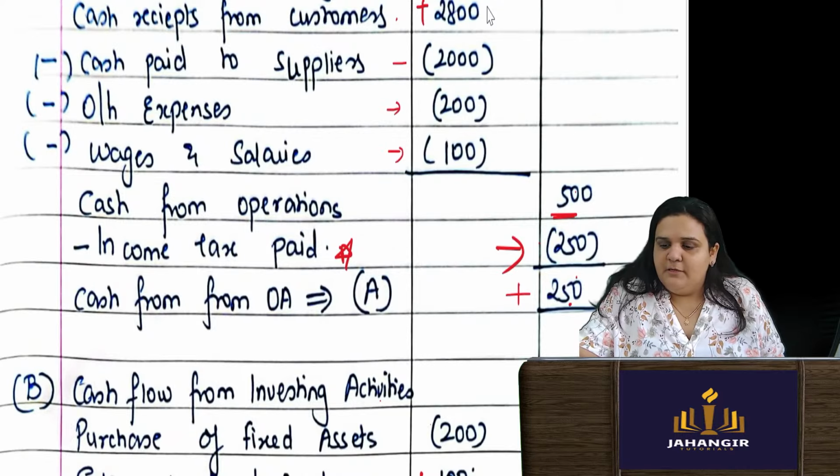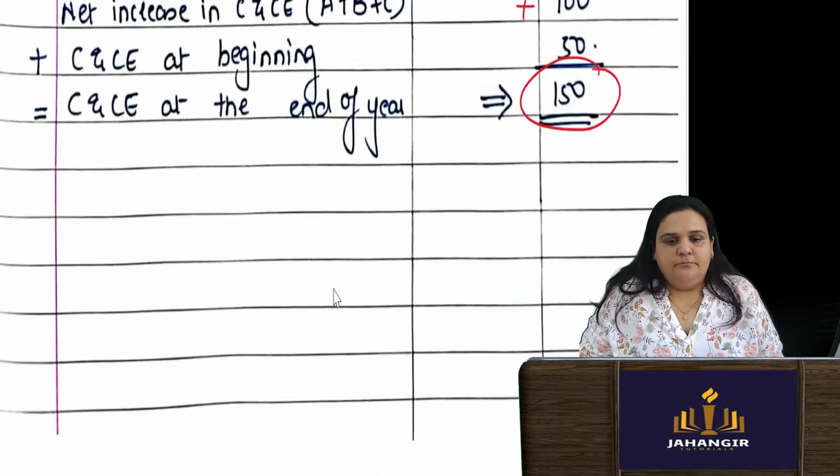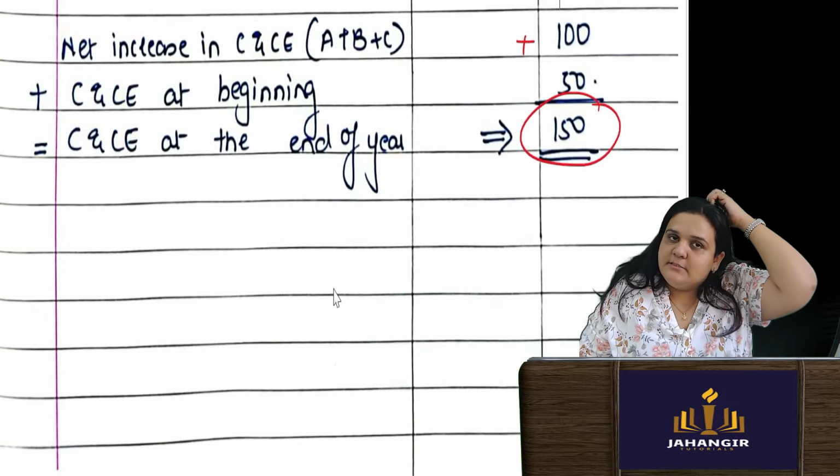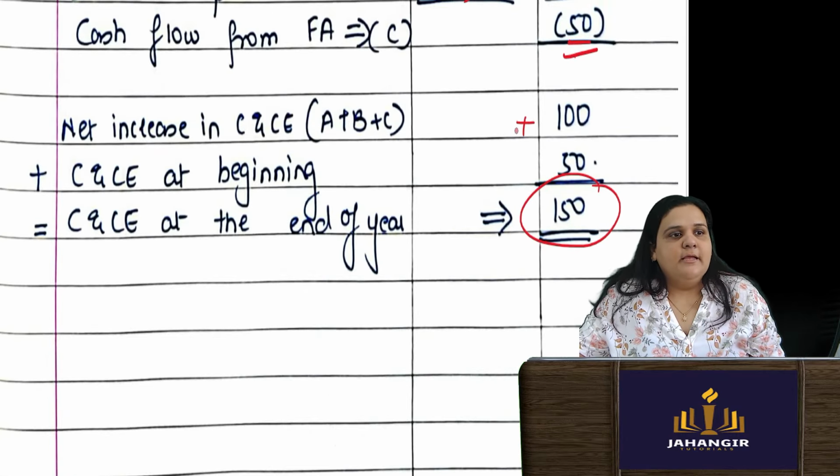Plus 250. Net increase or decrease, which is a net increase actually in our case. A plus B plus C, cash and cash equivalents is 100.